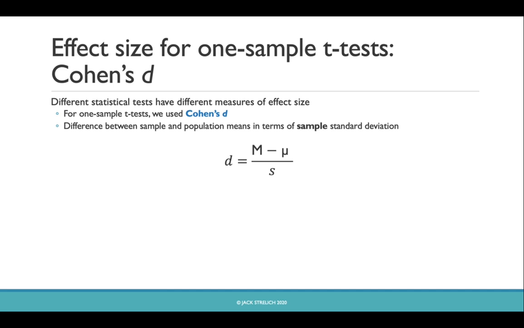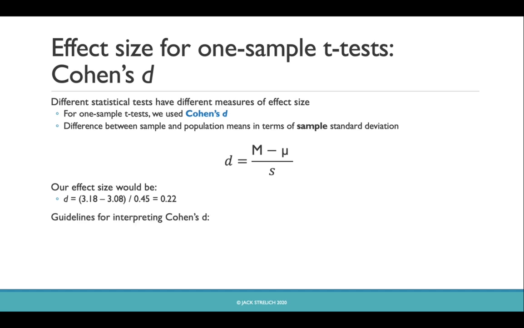Notice that our numerator is the difference between the sample and the population mean, and it's divided by the sample standard deviation. So in our case, our effect size would be equal to 3.18 minus 3.08, our sample and population means respectively, divided by our sample standard deviation of 0.45 to give us a d of 0.22.